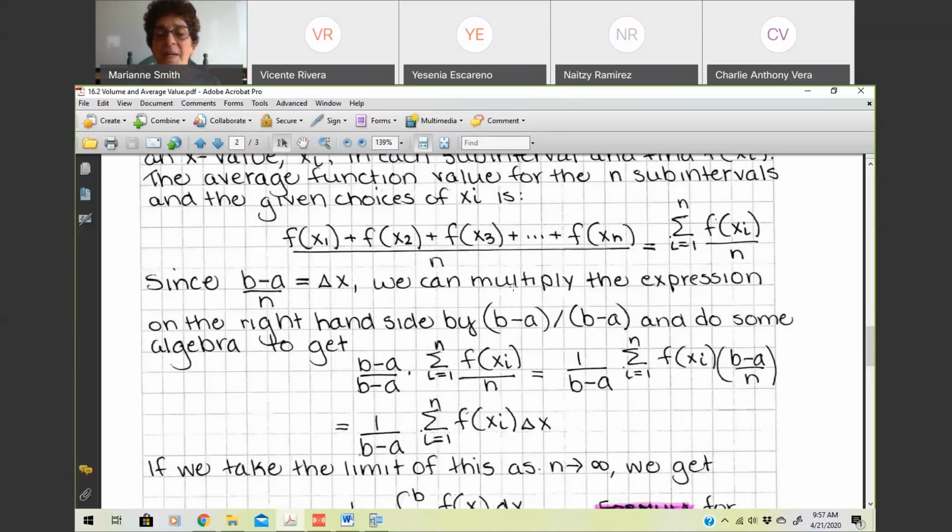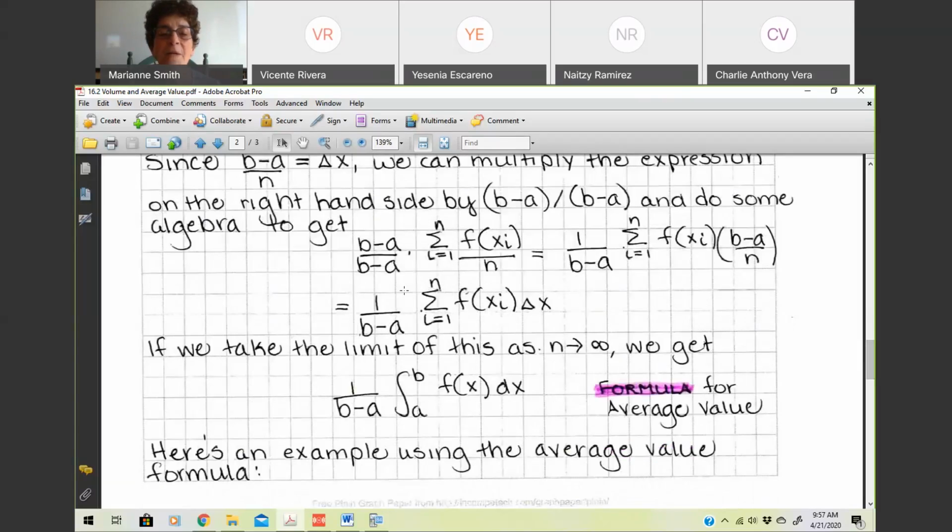There's no law that says you can't multiply anything by 1, but then you get to choose what form 1 is in. And in this particular example, b minus a over b minus a works, because I want to rewrite my delta x as b minus a over n. Okay? So here's what I'm winding up with: 1 over b minus a times this sum.